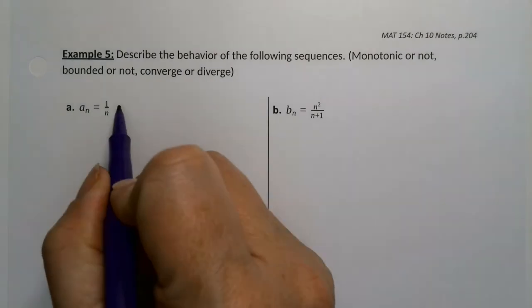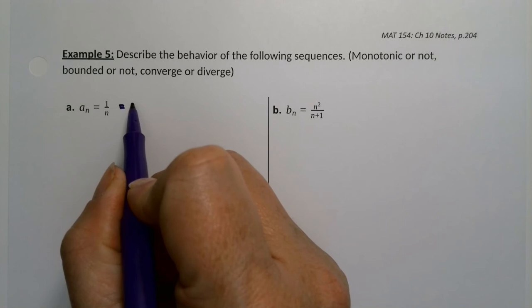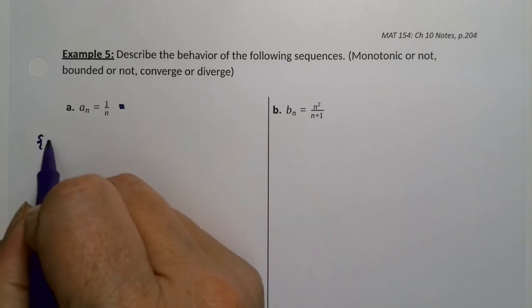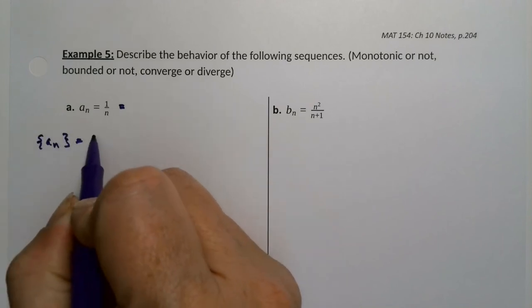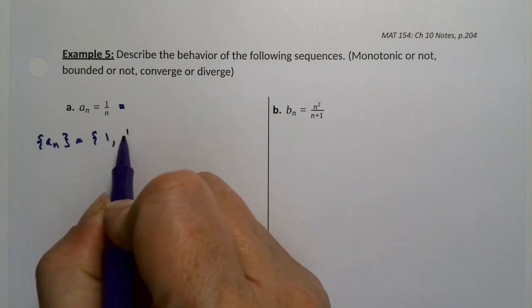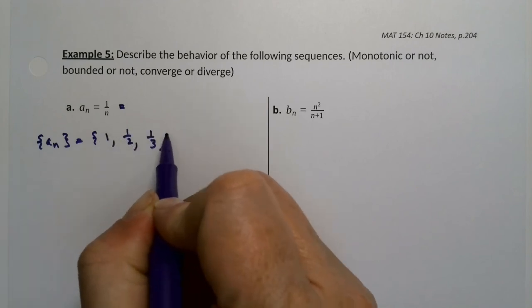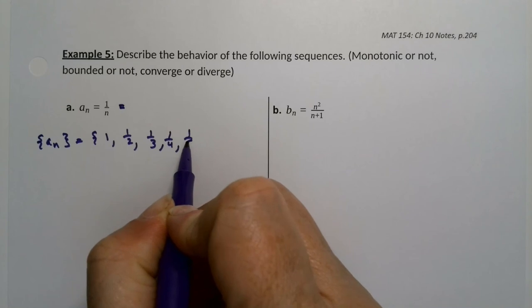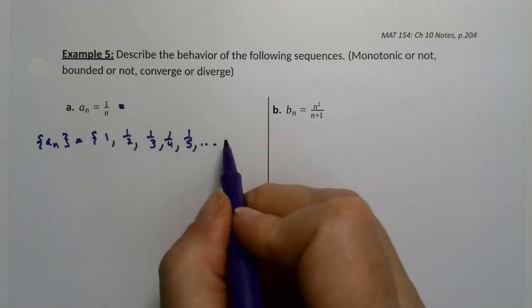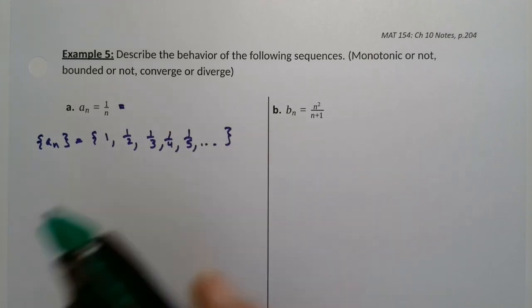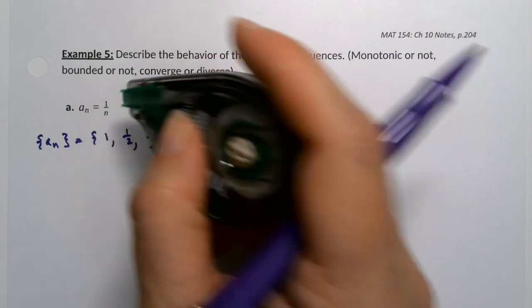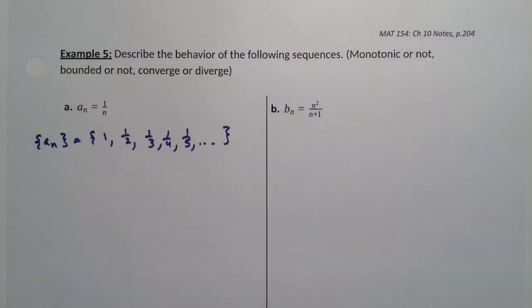So a sub n is 1 over n. So if we wrote down the sequence for a sub n, it would be 1, a half, a third, a fourth, a fifth, and so on. Now, the problem did not specifically ask for it. It's just kind of looking at it to get a visual sense of what this sequence would be like.